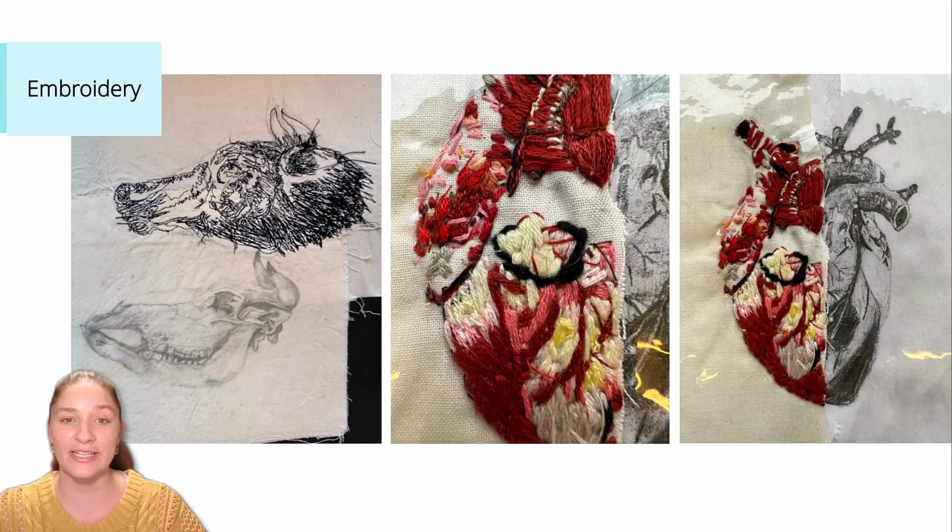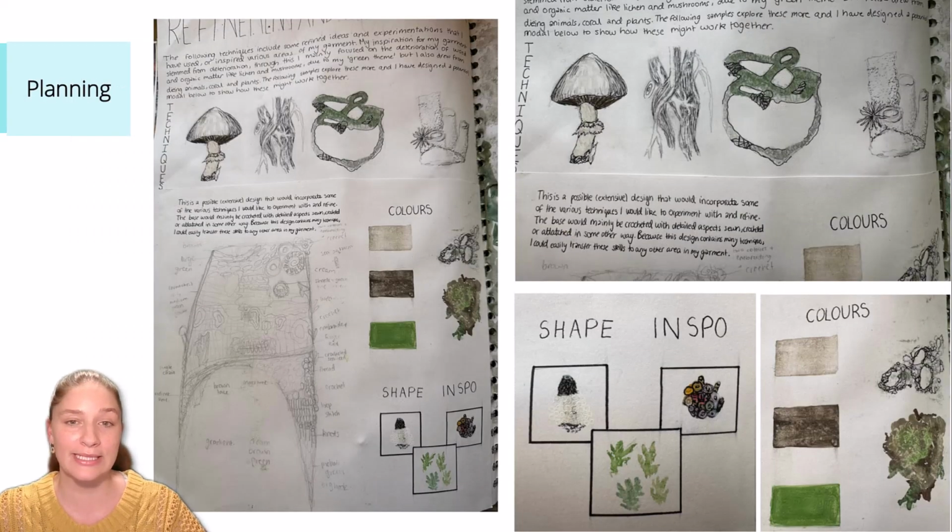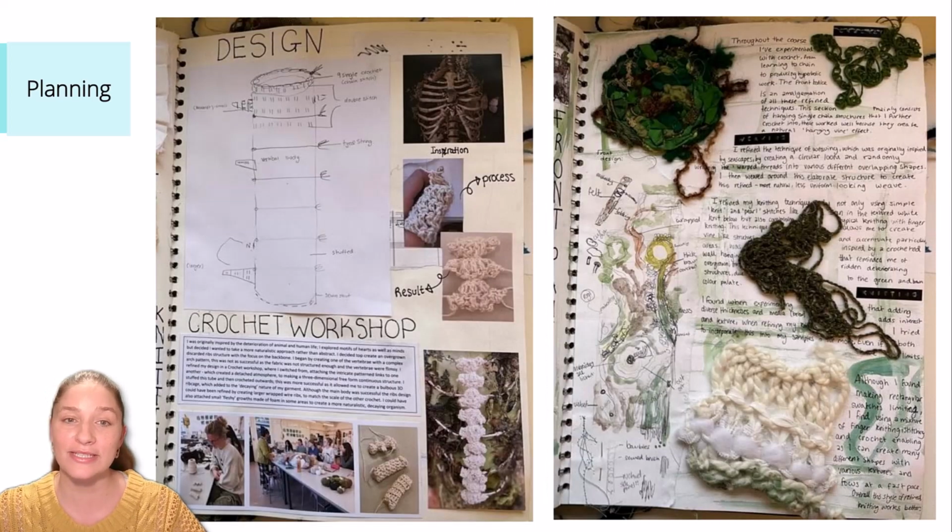Free motion embroidery has been used here to mark make on the left, and hand embroidery has been used to draw the details of a human heart. Drawing can be used in the planning stage. Thumbnail drawings include inspirational sources, research, color palette decisions, detail and pattern considerations, placement of techniques on the substrate and the form. Here is another example of how drawing can be used as a part of the planning process.